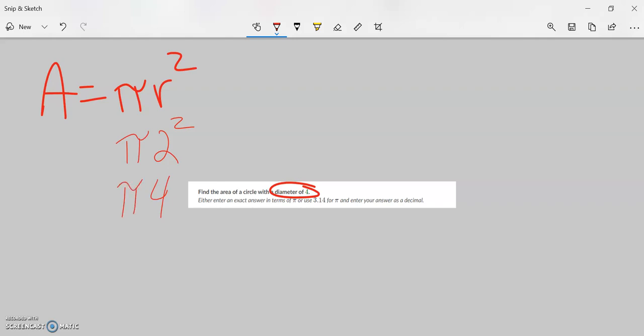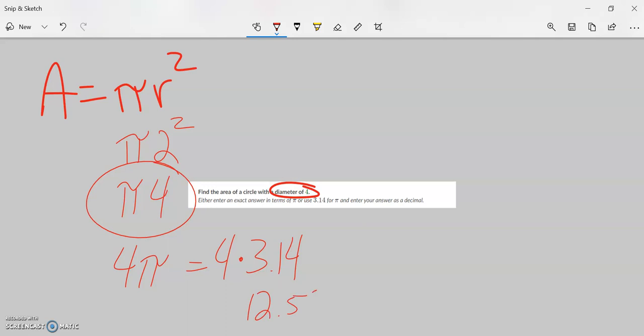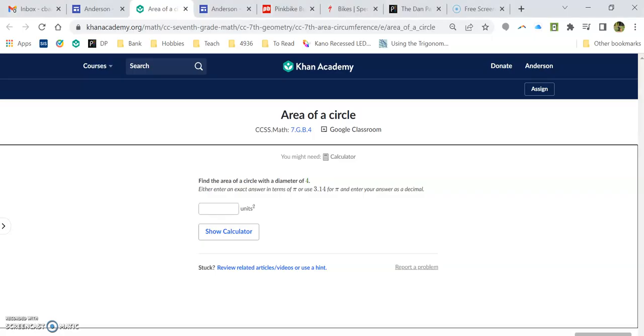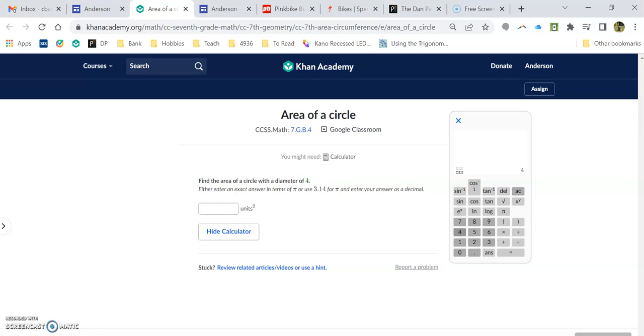So we can have two different ways to answer it. We can leave it like this, where you put the 4 first, so 4 pi, or do 4 times 3.14, which would end up being 12.56, I believe. We can confirm my math. So 4 times 3.14 is 12.56.